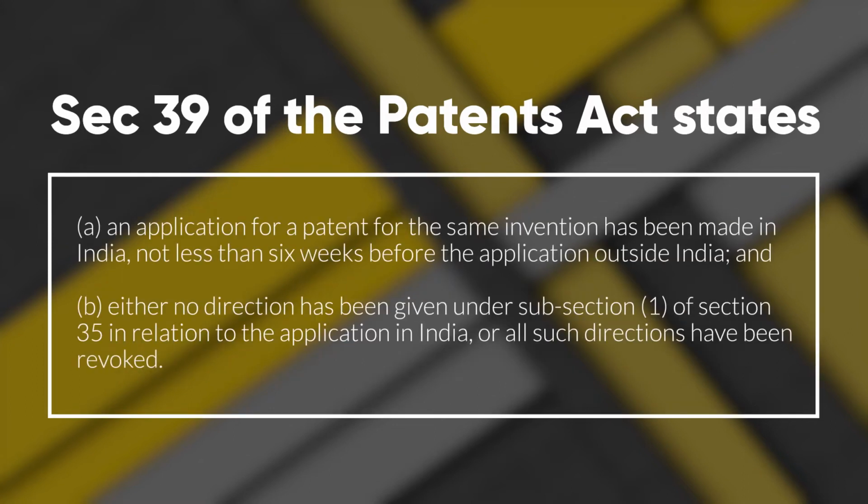An application for the patent for the same invention has been made in India, not less than 6 weeks before the application outside India, and b. Either no direction has been given under subsection 1 of Section 35 in relation to the application in India, or all such directions have been revoked.